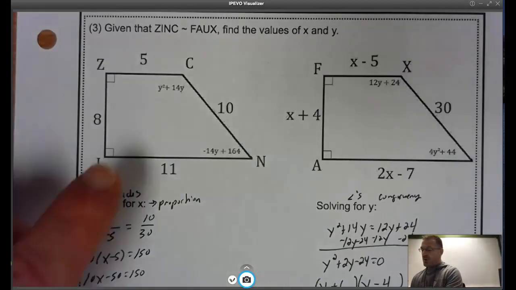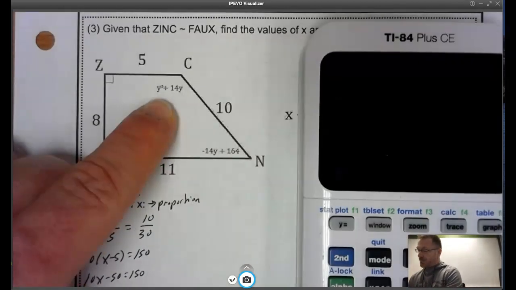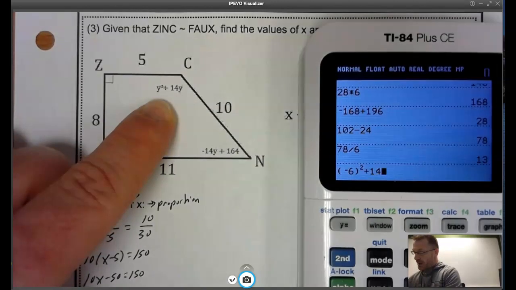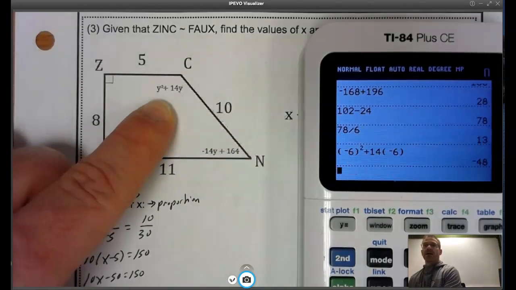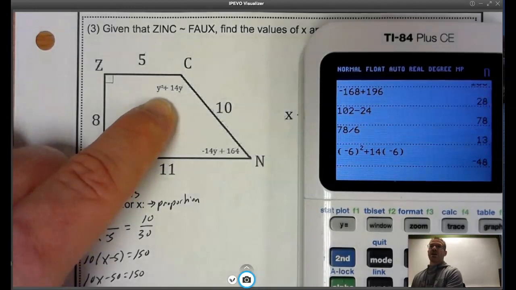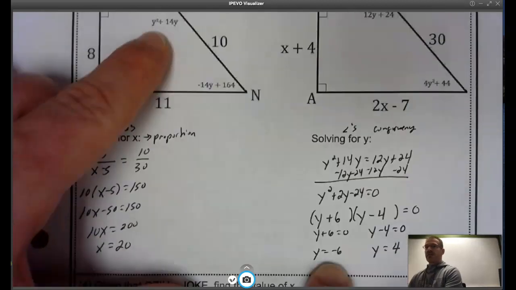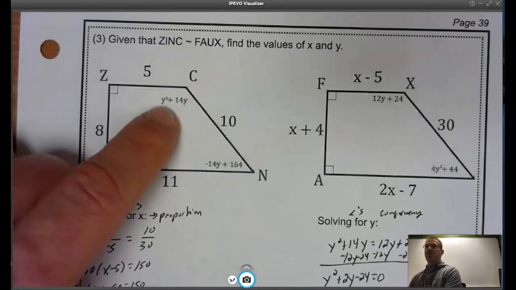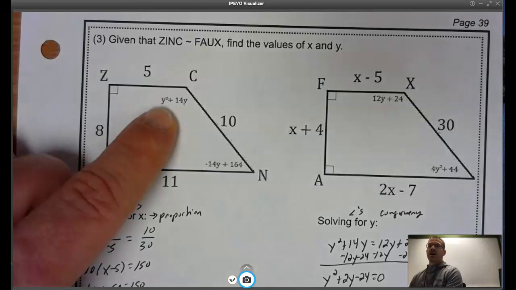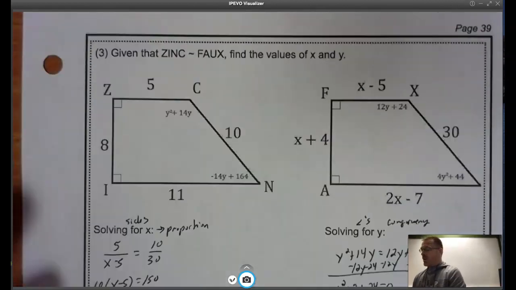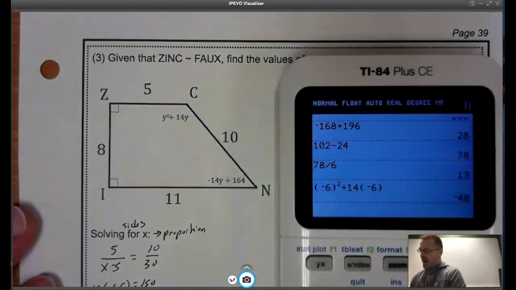So I'm going to plug negative 6 in here and see what I get. I get negative 6 squared plus 14 times negative 6. Notice right there, just on the first check, I get a negative angle. So algebraically, negative 6 is a solution, but in the context of the problem, it is not, because we cannot have a negative angle value. So I know negative 6 doesn't work. I'm going to go ahead and check 4.